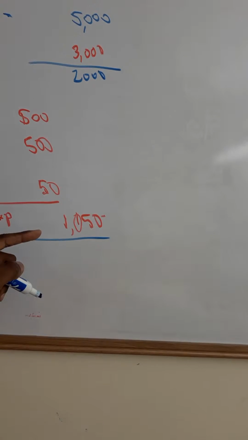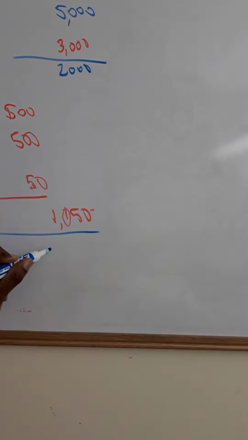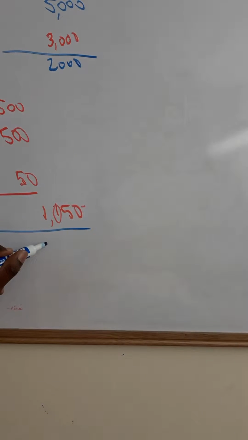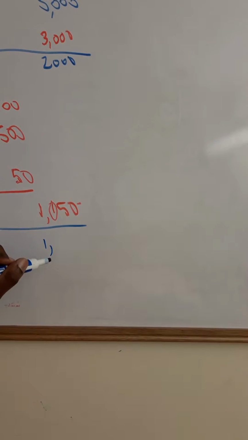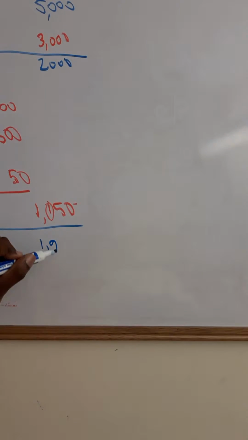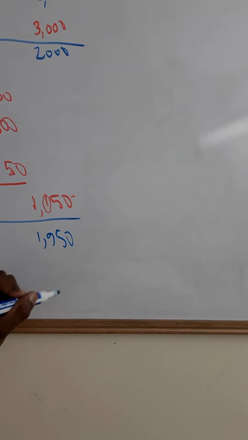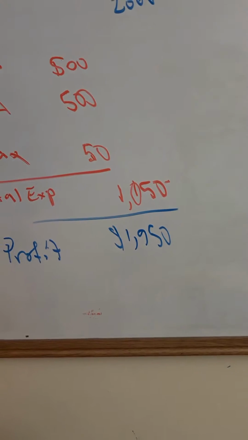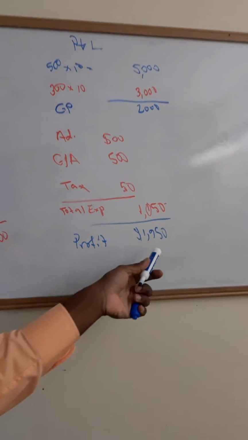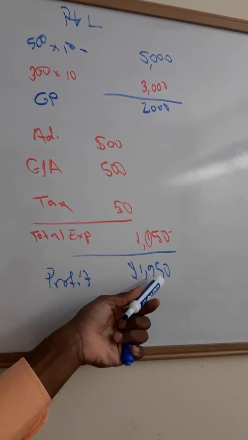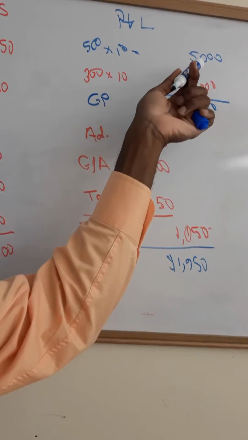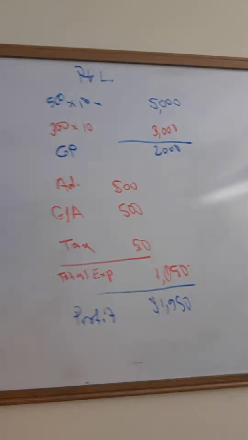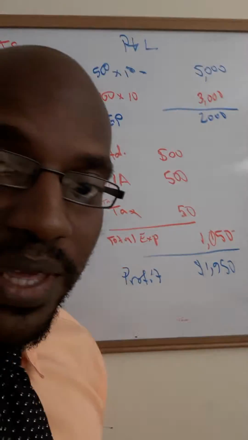Give it the scenario. Okay, we have 1,950. 1,950. Okay. In doing that, we're able to see this is how much we have left over. This is how much we have left over compared to the $5,000 that we have.